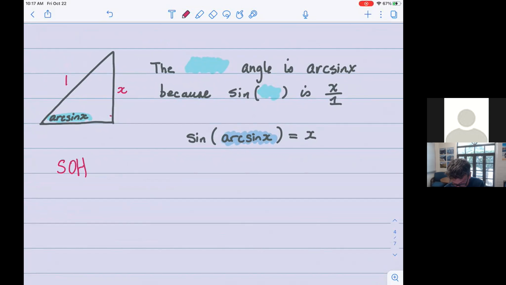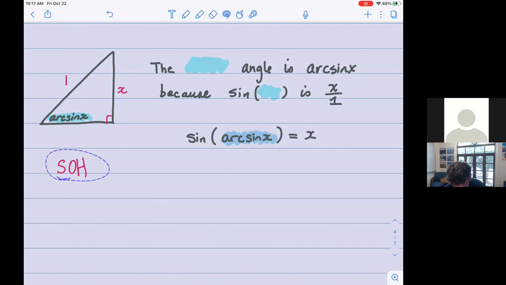On your homework, you have to work through the derivatives of arccosine and arctangent. So you might want to go and fill in those triangles for yourself, but instead of using SOH for sine, you may use cosine or tangent for your pictures.